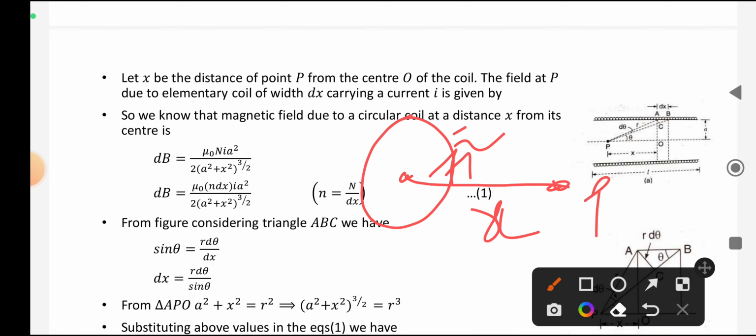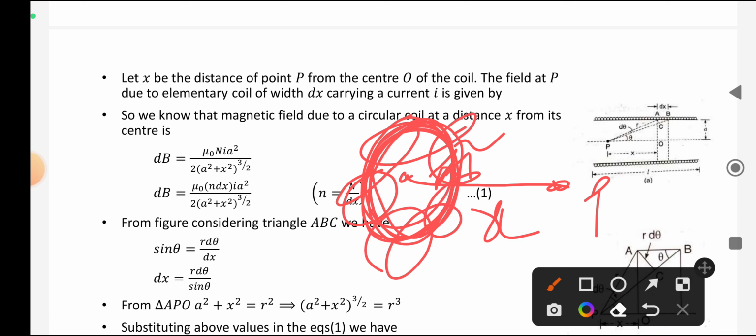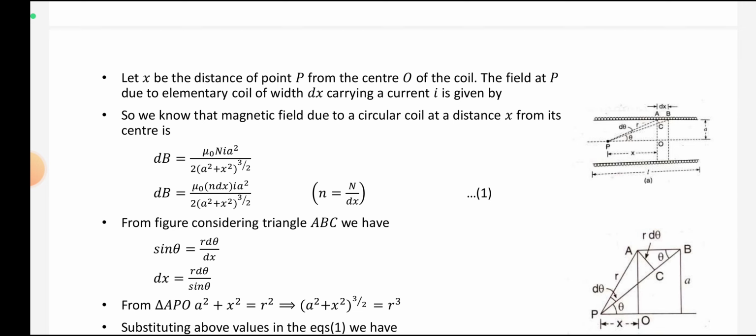When the current is passing through the single circular coil, what happens? A magnetic field will form around it. That magnetic field is also present at this point. How much is present at this point? Let this point be at a distance x. There is a derivation for this, but there is no need to derive it here; you must keep only one formula in mind.